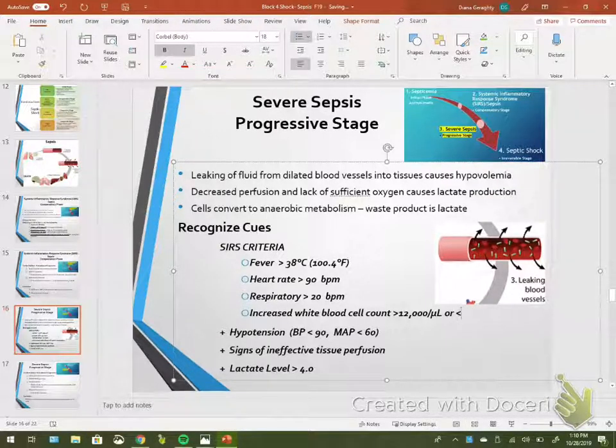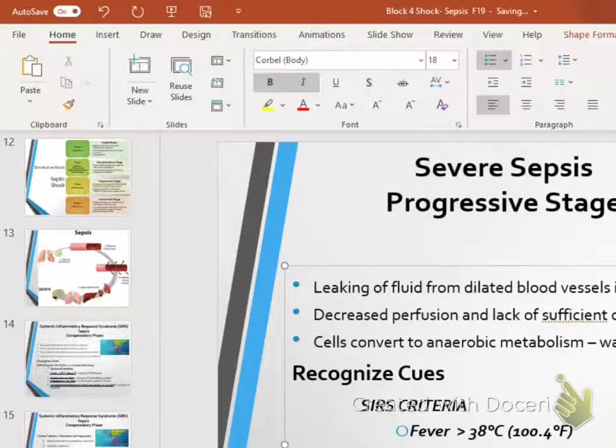Do call me out if you see something on these slides that doesn't make sense. I write these slides like I talk, and sometimes I don't make sense because I'm talking too fast or I'm thinking too fast. Oh, where'd it go? Okay.